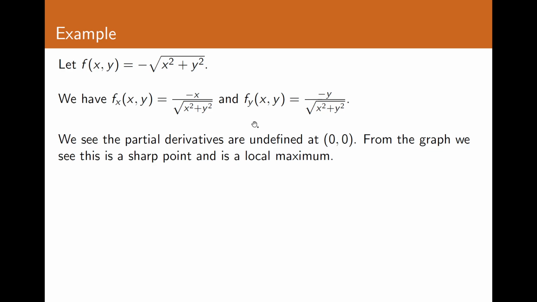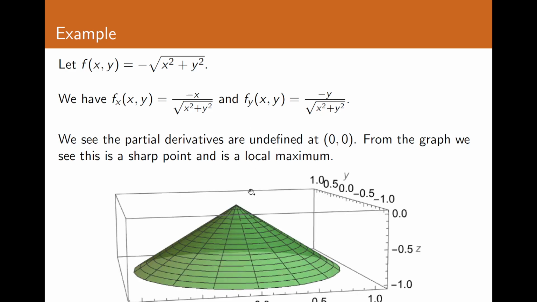And from the graph, we can see that this is a sharp point and a local maximum. So here at (0, 0), we see we come up to this sharp point. Just like with functions of a single variable, if you had a sharp point on the graph, the function wasn't differentiable there. It's the same idea here. So we get that these partial derivatives are undefined, and we see from the graph it's a local maximum.